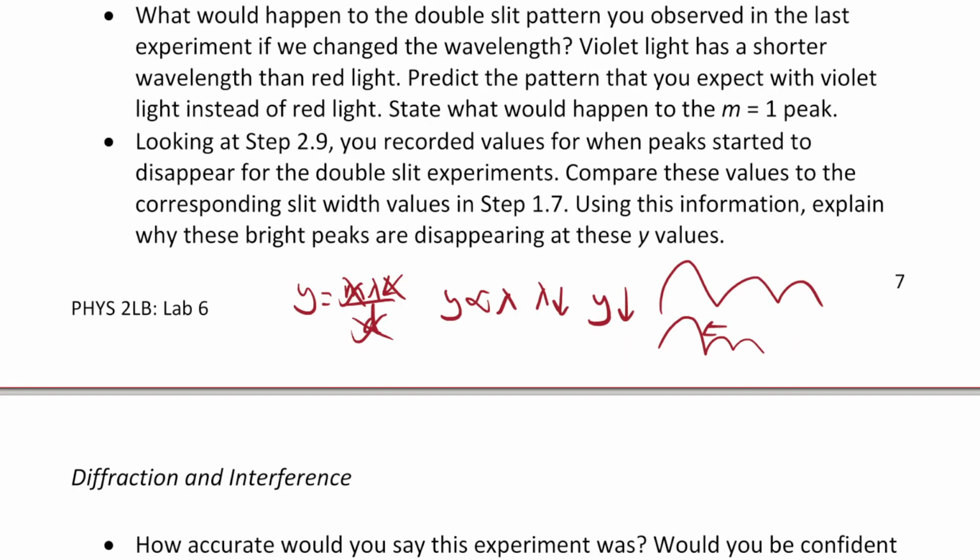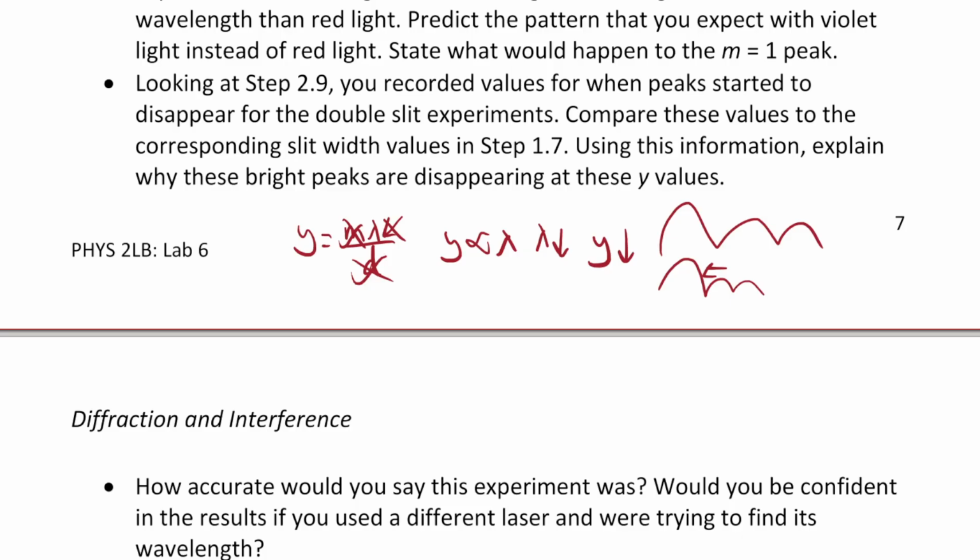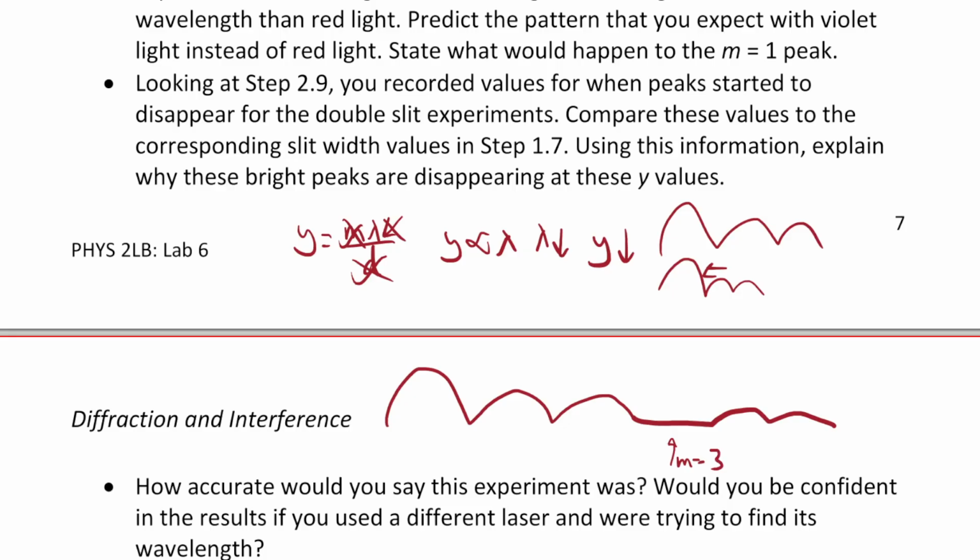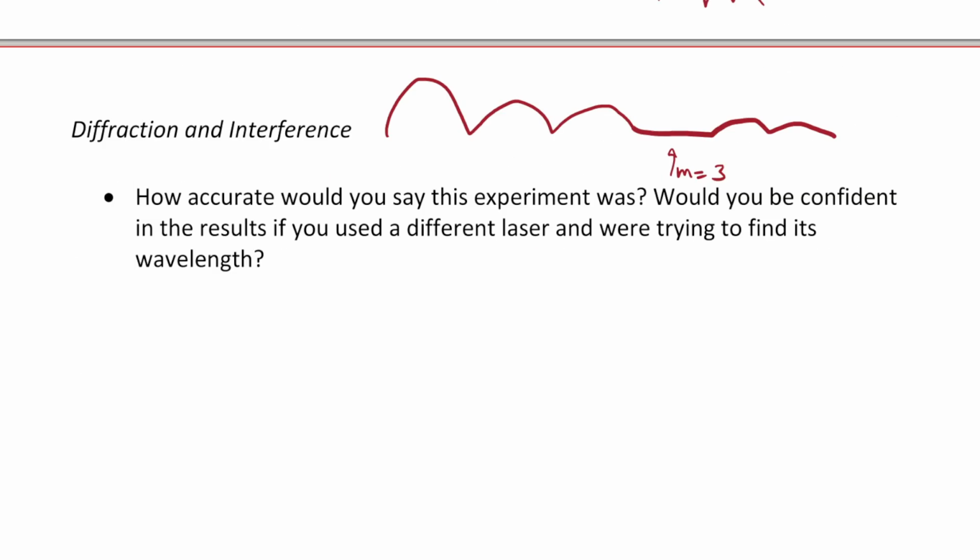And then 2.9 says that you saw some disappearing values. So when you were doing the experiment, you might have seen something that looked like this, where at m equals 3, you saw it disappear. You could also see it at m equals 6, depending on which part of the experiment you were on. So the reason for this is if we look at our single slit interference pattern, it looks like this, right?